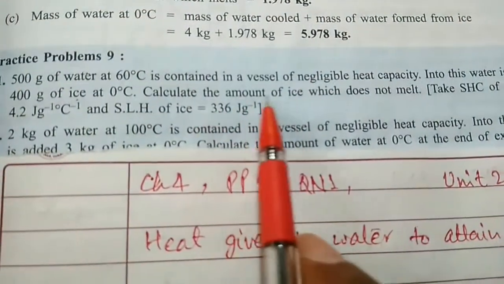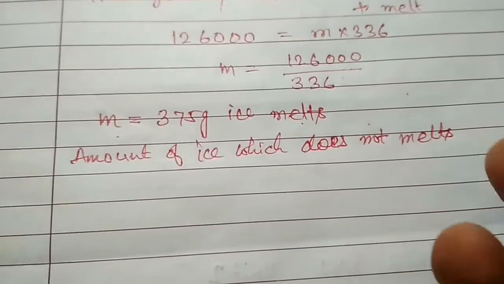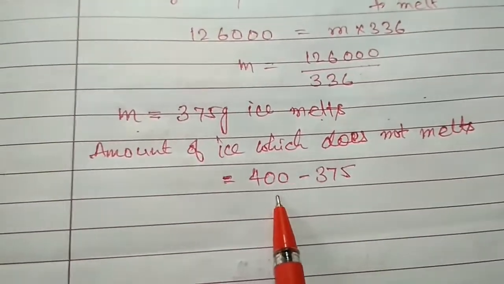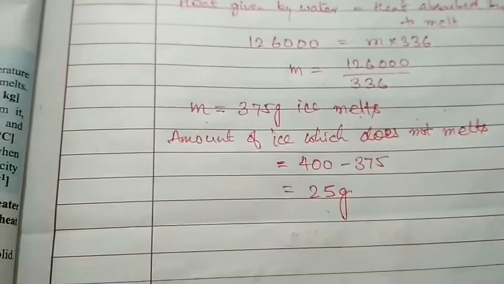So in the question, what was it asking? Amount of ice which does not melt. Total amount of ice was 400 grams. So what will you write? Amount of ice which does not melt is the total amount of ice minus melted ice. It comes to 25 gram. This is the solution of this.